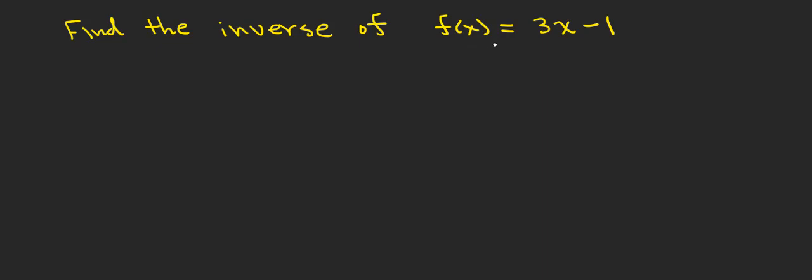Now, how do you find the inverse of f of x equals 3x minus 1? So let's say that g of x is the inverse of f of x. How do you find what g of x is? Well, remember the domain and range changed. So let's just first start with y equals 3x minus 1, and let's solve for x.